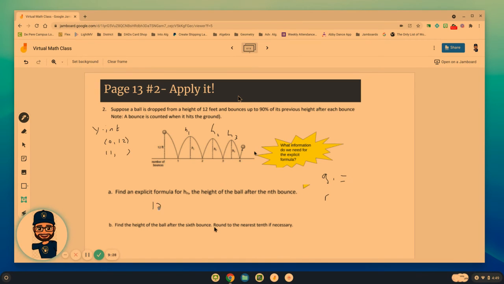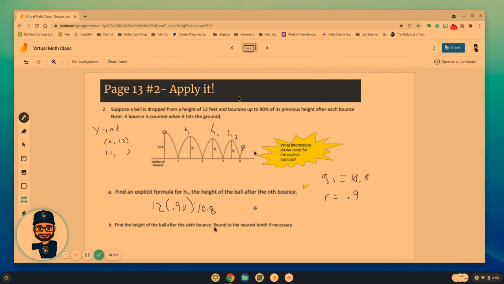If it starts at 12 and it bounces back up to 90%, we've got to use the decimal form here, 90%, we get a value of 10.8. So our first height, our first term, is going to be 10.8. So we've got to be careful with some of our story problems and what information they present to us, because that first term happens to be after the first bounce in this case. What's the common ratio? Well, the common ratio here is 90%, or we will use 0.9.